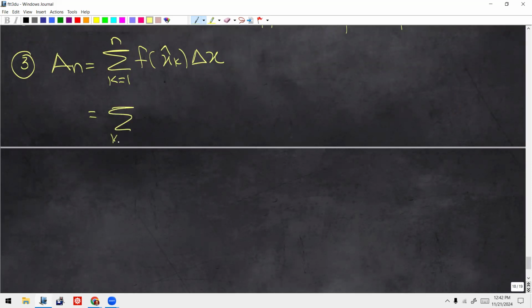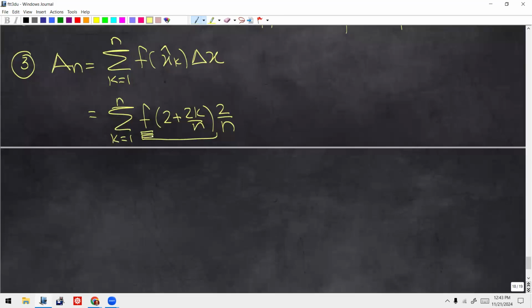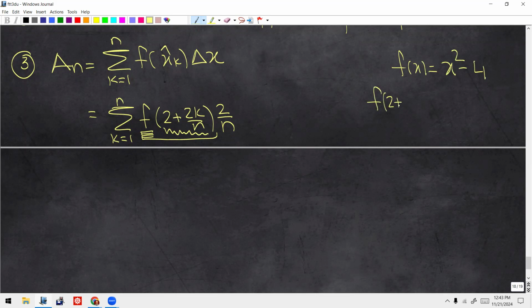Now what do we do? We plug in our x hat sub k here, which was what? f of 2 plus 2k over n times 2 over n. Delta x was 2 over n, right? Correct? I'm just plugging in what I know. What does this mean? This means find the value of the function f at this point, correct? So what was f? f was x squared minus 4. So what am I going to do? I get f of what? 2 plus 2k over n. What does that mean? You would take 2 plus 2k over n, and you're going to do what to it? Square it minus 4.